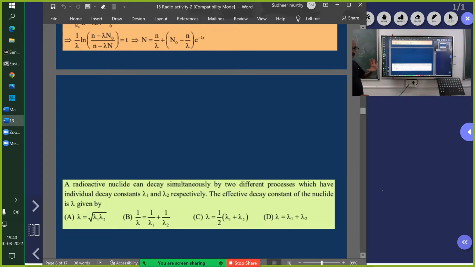Now this one. Apply the basics, then this will be very simple. A radioactive nuclide can decay simultaneously by two different processes which have individual decay constants lambda 1 and lambda 2. Understood? It can decay by two different methods and individually it will have lambda 1 and lambda 2. The effective decay constant of the nuclide is given by lambda is equal to. Apply the basics and get the answer.